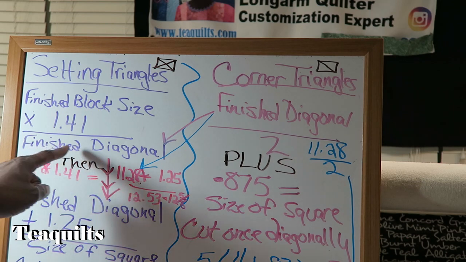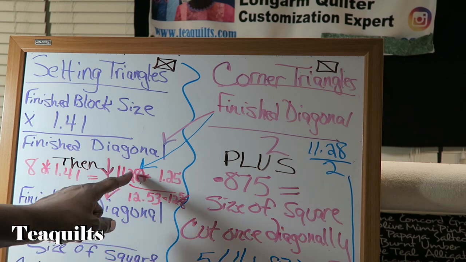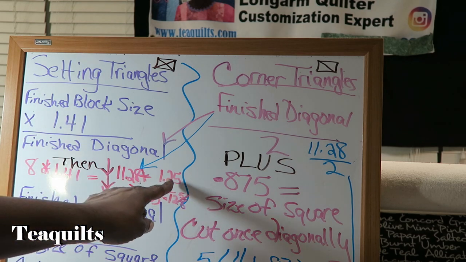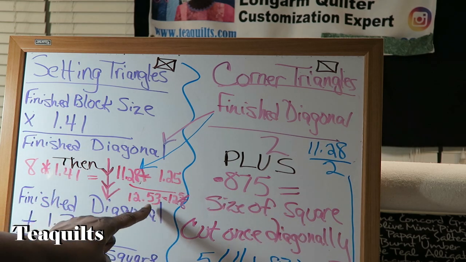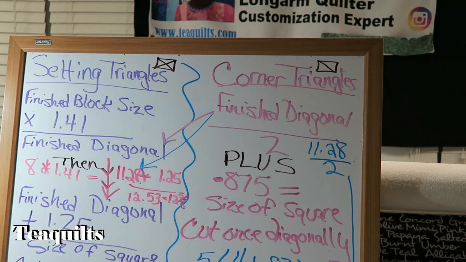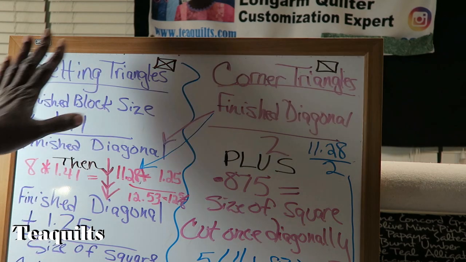Okay, so then once you get this finished diagonal, we're back to the purple. We're going to take that finished diagonal and we're going to add 1 1/4 or 1.25 to this measurement. When I add 11.28 plus 1.25, you end up with 12.53. If you round this number up, that equals 12 5/8. And so that is the finished size of the square that you need to cut. And then you're going to cut that square twice on the diagonal. So both diagonals will actually get a cut. Okay, so we're going to cut those.